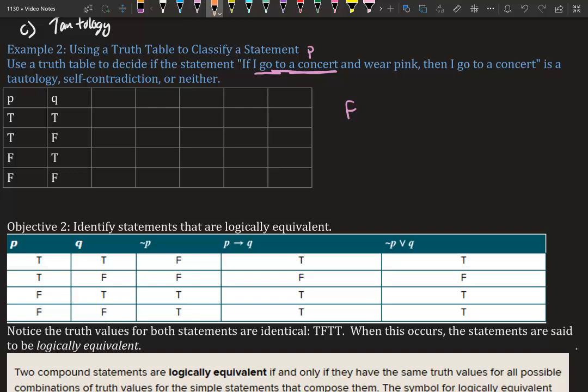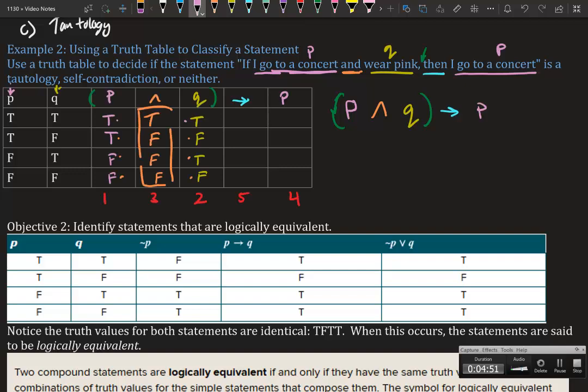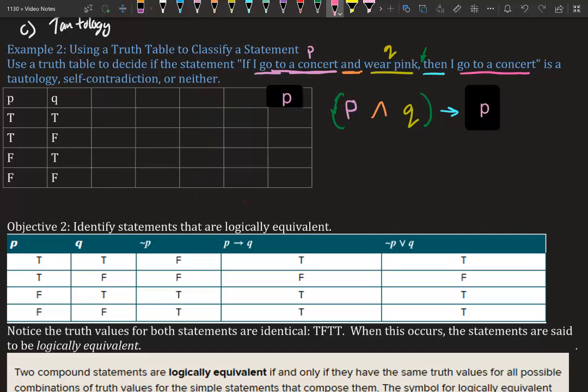We have a connector of and. And then we have wear pink. So that's another thing that we're talking about. So that's Q. And then we have this comma here. Looking at that comma, to the left of the comma, we have two ideas. To the right of the comma, we have one idea. So we're going to group here. All right, then we have the then, and I go to the concert. Going to the concert, we already said was P. All right, so we put it into symbols.